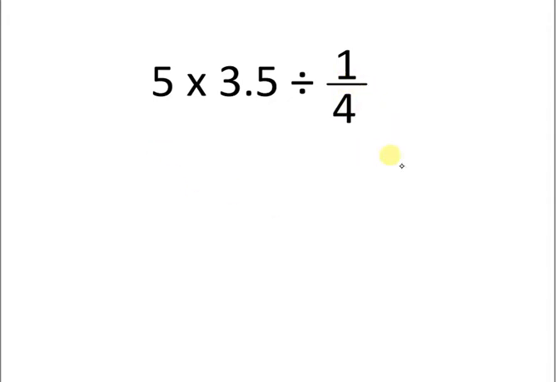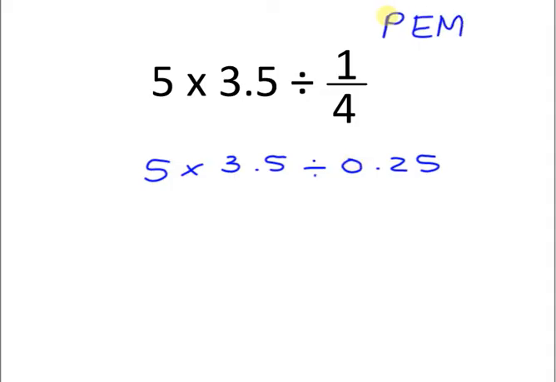All right, so I'm going to rewrite this, changing everything into a decimal. So here I'm going to have 5 times 3.5 divided by, now 1/4 as a fraction is 0.25. I'm going to write PEMDAS at the top. Okay, and I'm going to go through real quick. I don't have any parentheses. I don't have any exponents. I do have multiplication and division, and multiplication comes first. So I'm going to go ahead and solve that.